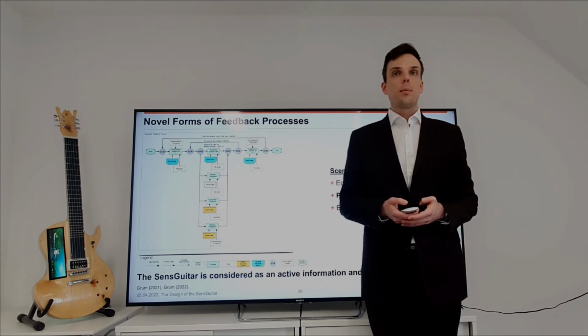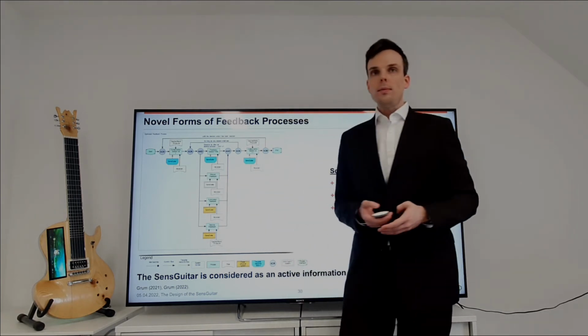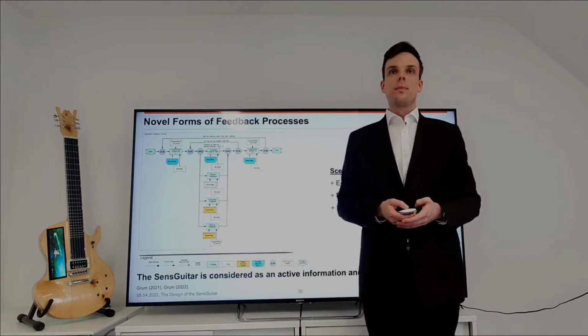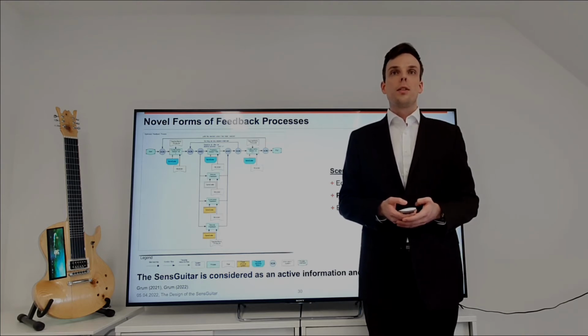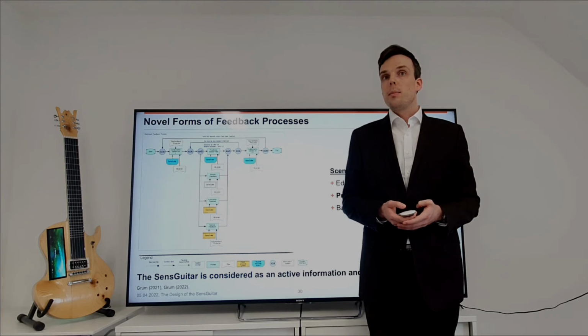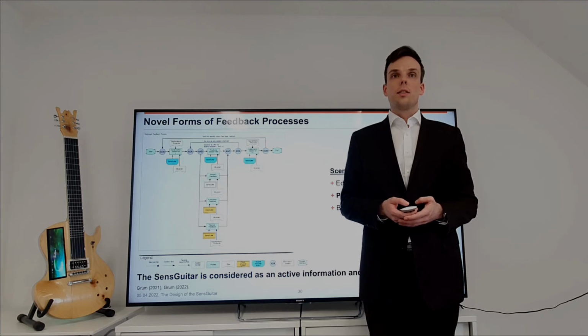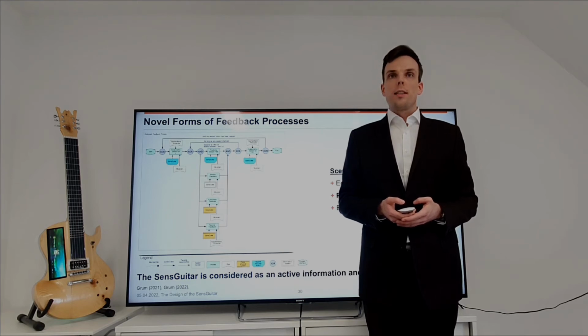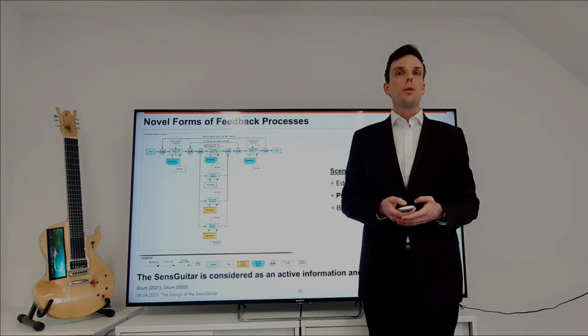Second, a process step called automated feedback. Here, the guitarist is enabled by the SensGuitar because the SensGuitar generates feedback autonomously. For instance, the guitar corrects an incorrect effect chain configuration. Since the SensGuitar is considered as a cyber-physical system in this case, hopefully the practicing session part is more valuable for the musician.